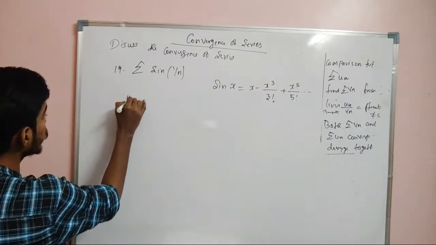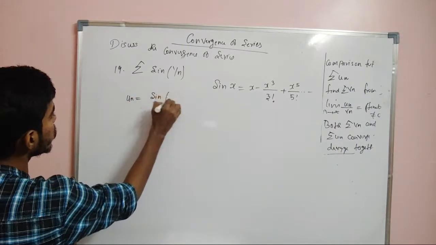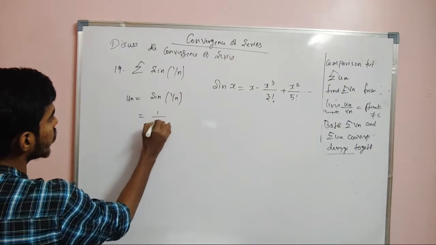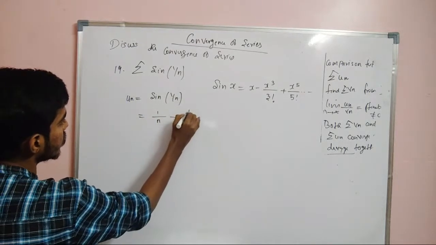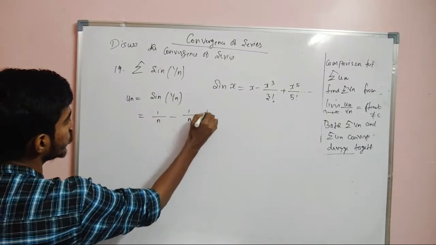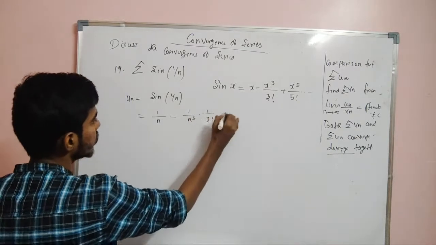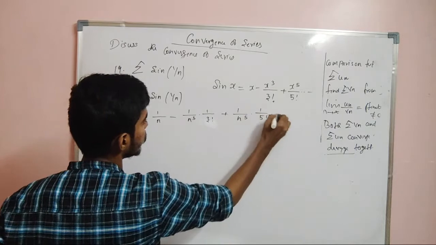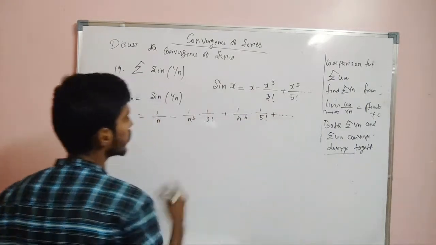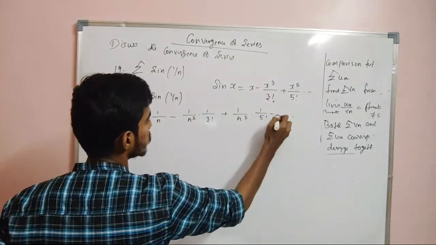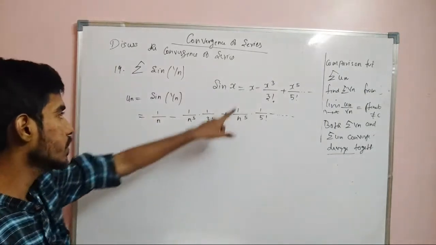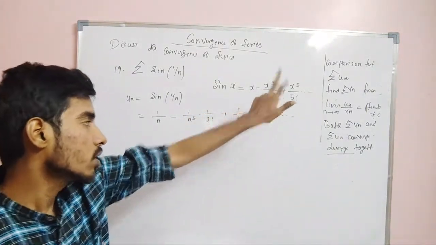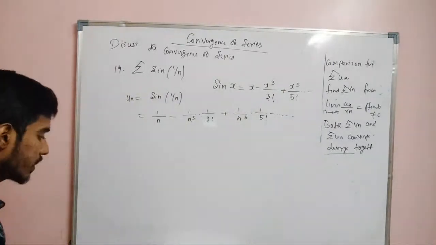So let us take un to be equal to sin 1 by n. So we just expand this. If we expand this, we will have 1 by n minus 1 by n cube into 1 by 3 factorial plus 1 by n power 5 into 1 by 5 factorial and so on, right? So I have just replaced x by 1 by n, so there will be 1 by n, this will be 1 by n whole cube and that will be 1 by n whole power 5, right?